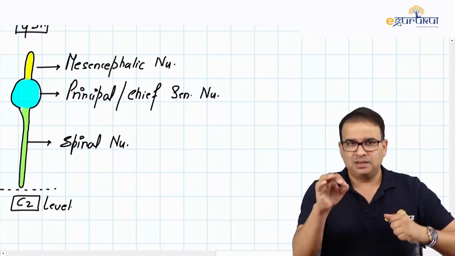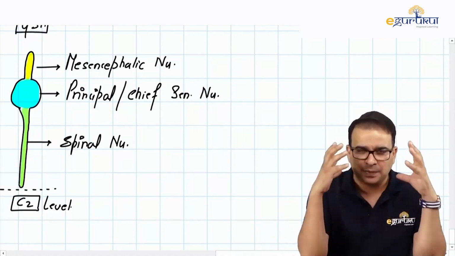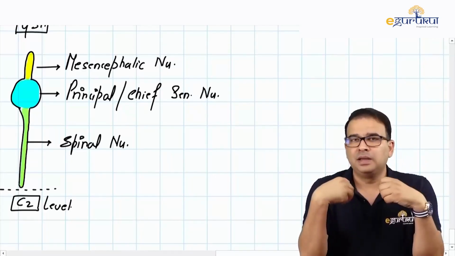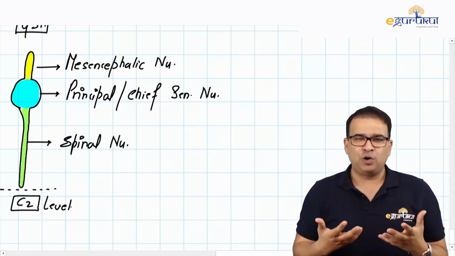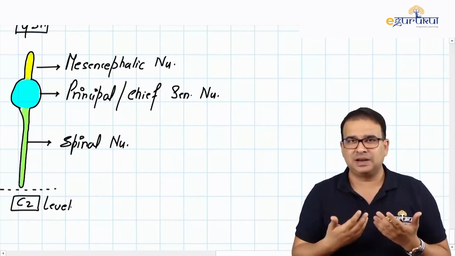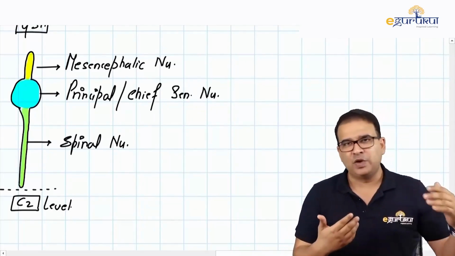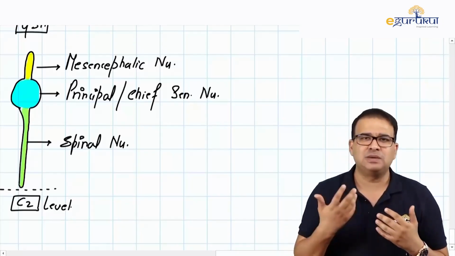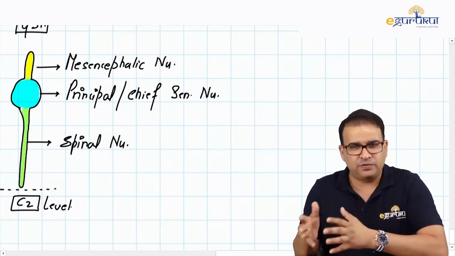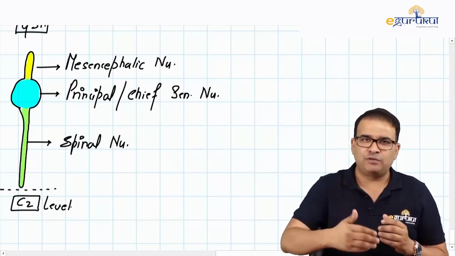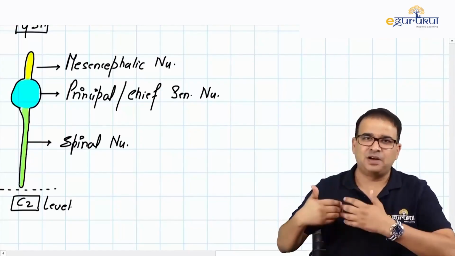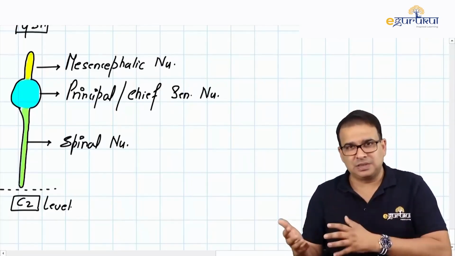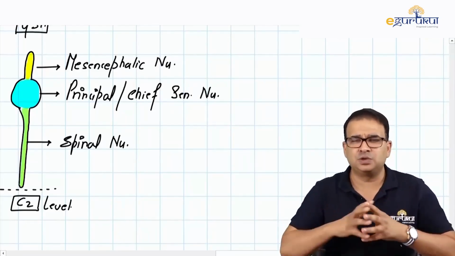Now, before I write them, I wanted you to understand this. When you compare the head and neck to the rest of the body, in the rest of the body, I hope you all know there are different types of tracts. We have a dorsal column tract, a spinothalamic tract, a spinocerebellar tract. So we have a different tract for different functions. Like we have a different tract for proprioception, a separate tract for pain and temperature, and a separate tract for touch and pressure, and so on.